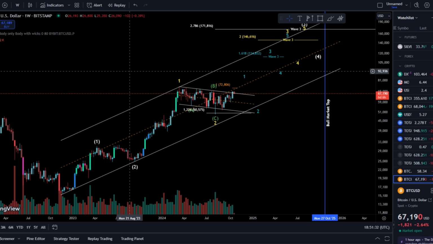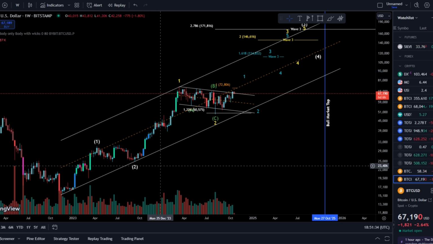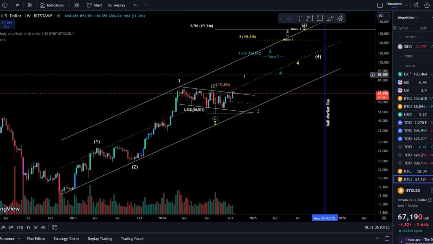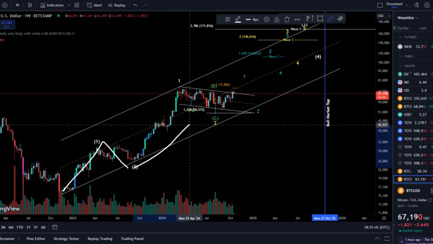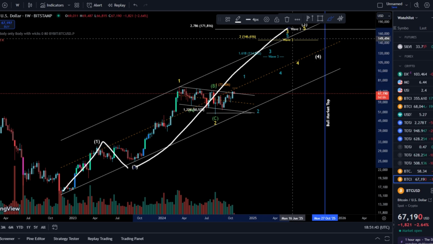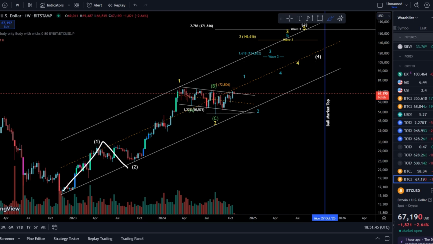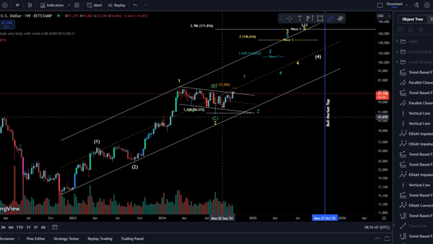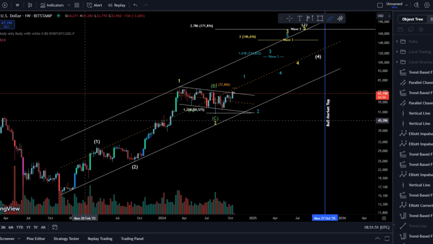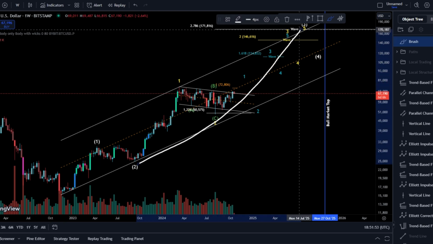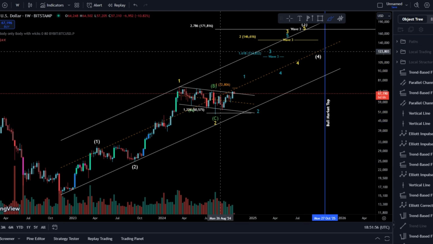Now in this scenario, this is valid because we are coming in to what is a larger degree wave 3. So the reason this wave 1 is longer than our first wave 1 is because it is a part of a much bigger wave 3.